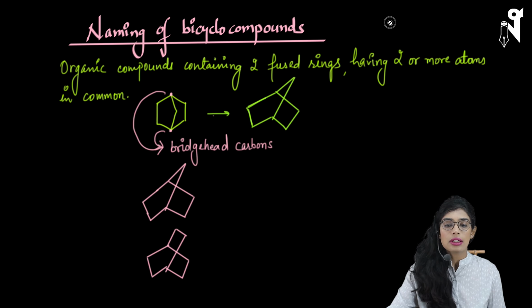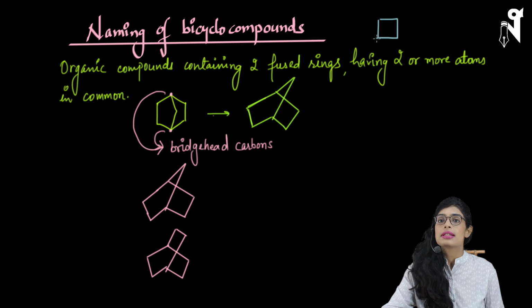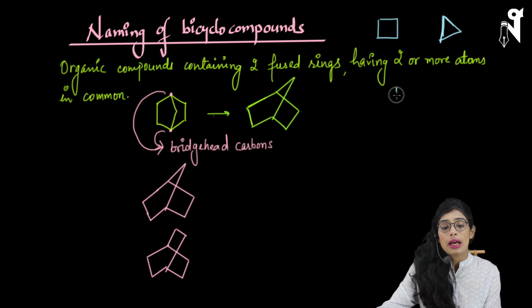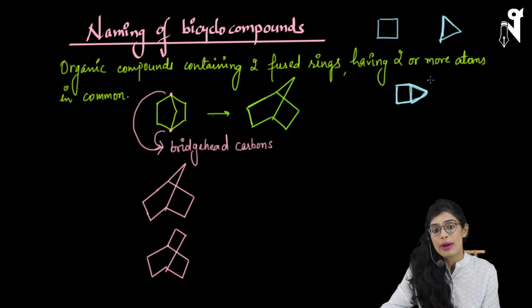Let's say I have an individual structure, this is cyclobutane, and I have another individual structure, this is cyclopropane. If I join these two structures and make this compound, now two cyclic structures have been combined together, right? So this kind of compound will be called bicyclo.